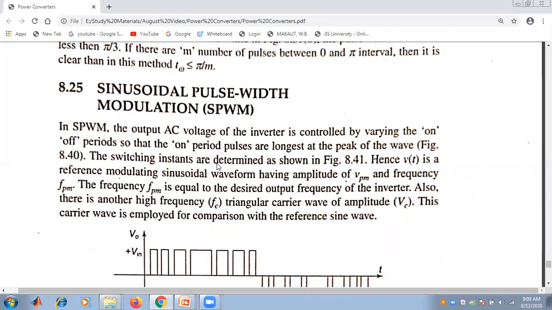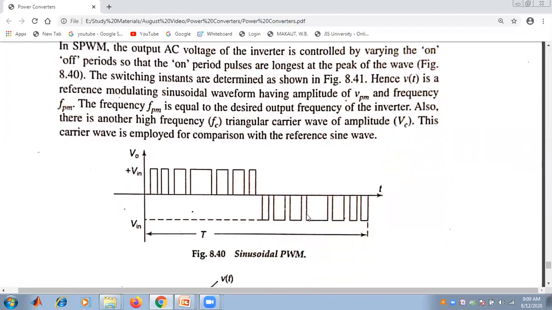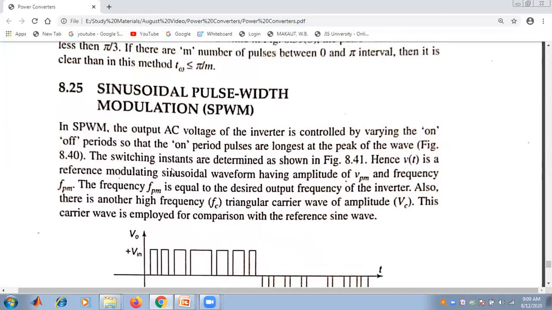I will discuss how we get this output sinusoidal waveform, and how the waveform is obtained. So just remember that for SPWM, the output AC voltage of the inverter is controlled by varying the on-off periods so that the on-period pulses are longest at the peak of the wave. The switching instants are determined, which I will discuss.